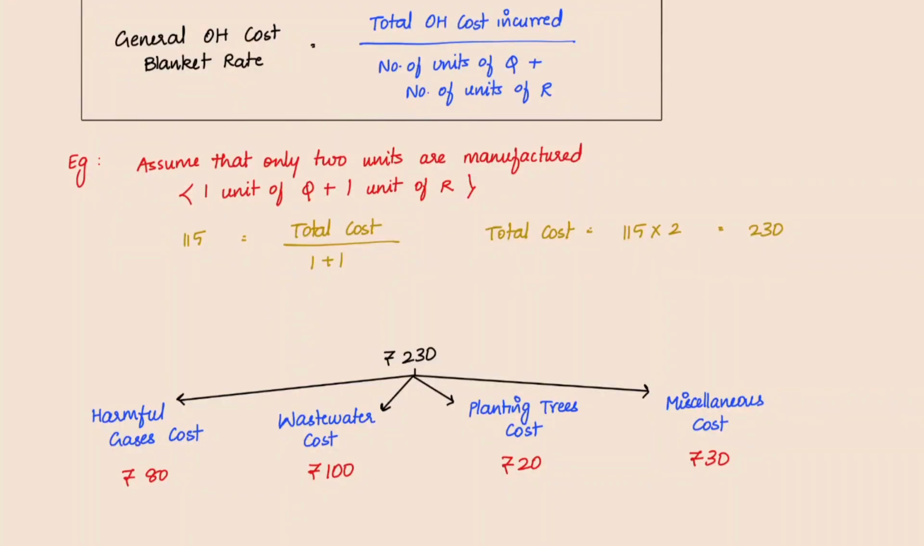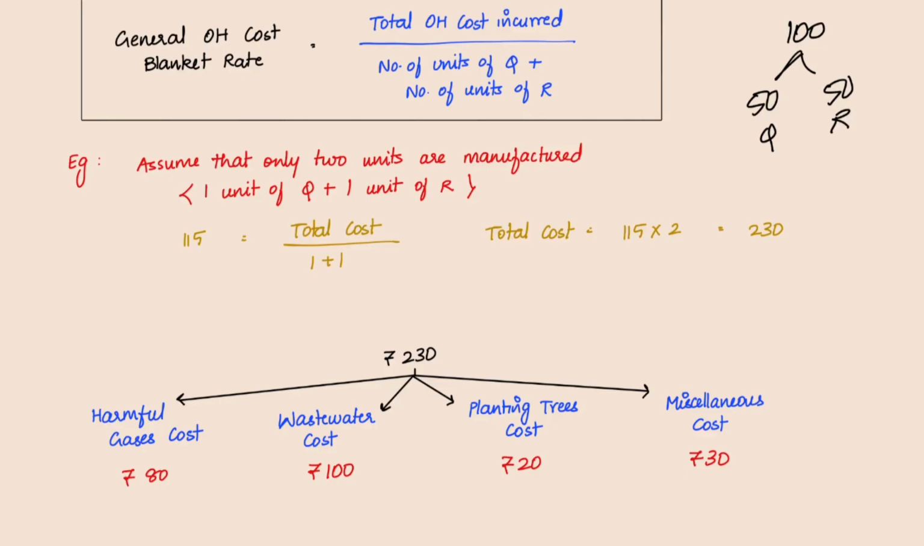Now, for allocating the general overhead cost, you have to understand how the blanket rate is derived. The formula is total overhead cost incurred divided by the number of units of Q plus number of units of R. Total units is in the denominator, total cost is in the numerator. Dividing it, they are getting a blanket rate of 115. Now, in this question, they have taken an assumption that only 2 units are manufactured. This means that it is a 1:1 ratio. For every 1 unit of product Q, you produce 1 unit of product R. For example, if you produce 100 units, 50 units will be product Q, 50 units will be product R. This is the assumption they are taking here.